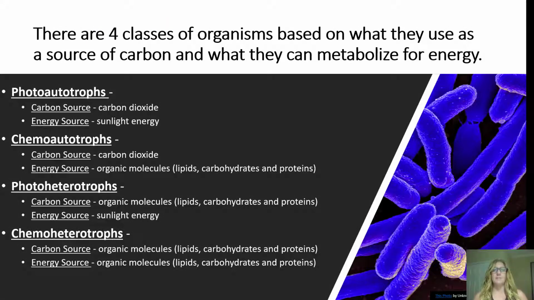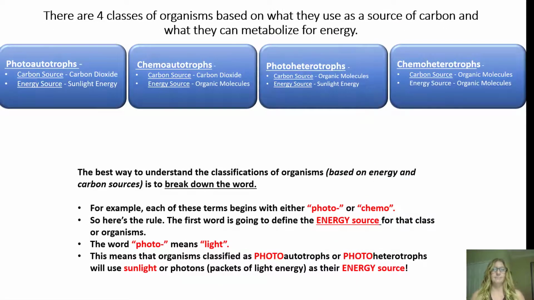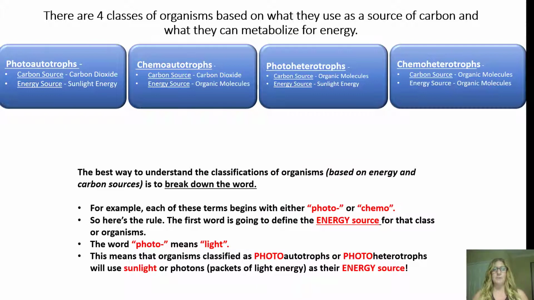There are 4 classes of organisms based on what they use as a source of carbon and what they can metabolize for energy. We've got photoautotrophs, chemoautotrophs, photoheterotrophs, and chemoheterotrophs. When we're looking at these terms, it's best to look at the classifications by breaking down the words individually. For example, each of these terms begins with either photo or chemo.